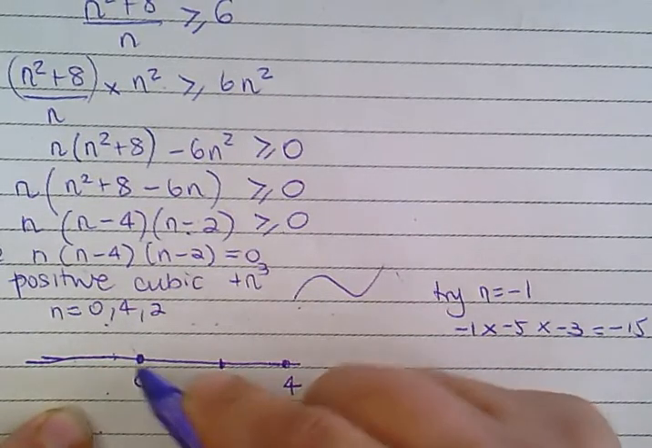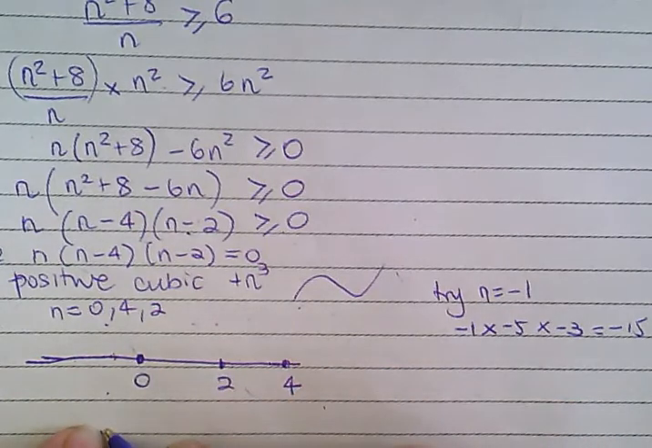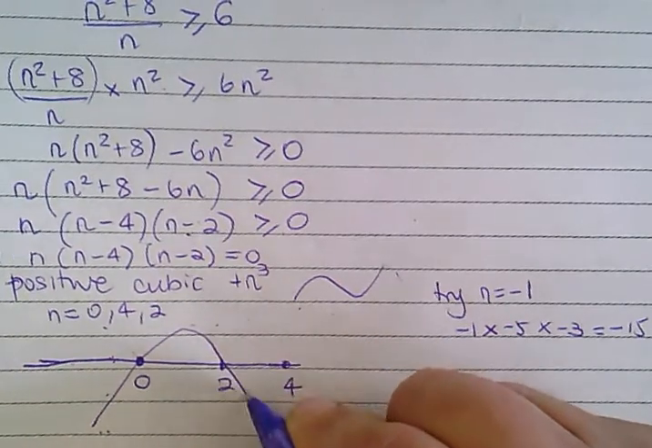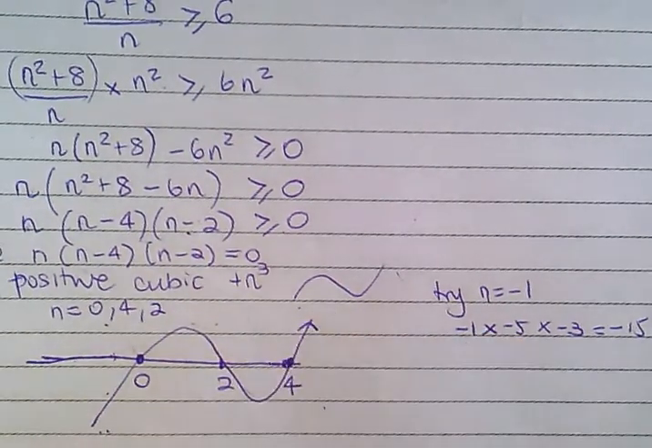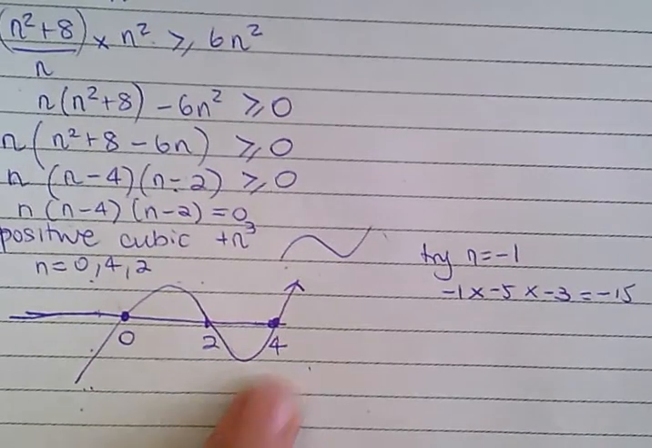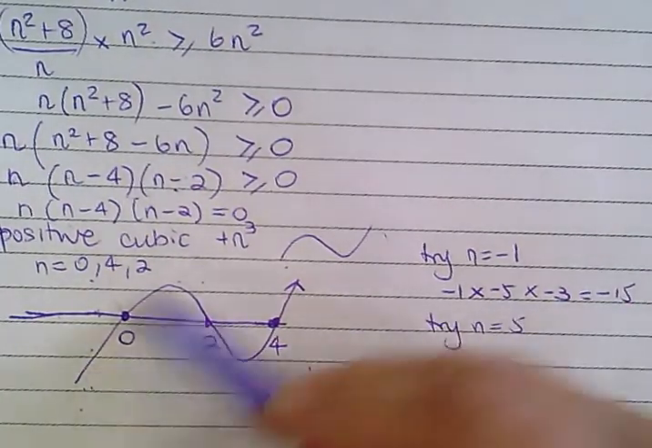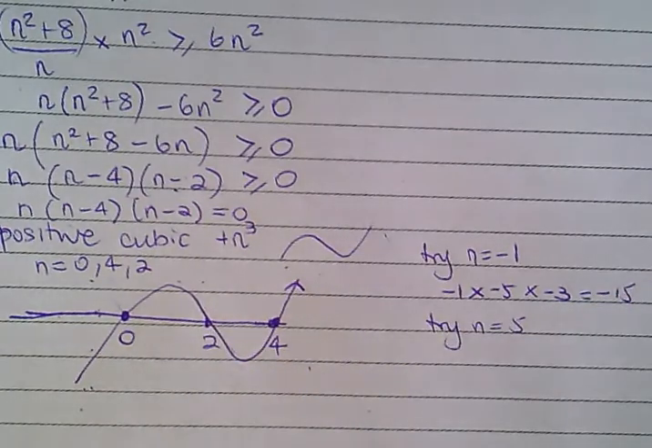For example, when n is -1, my value is -15 all the way down here. So this one does go like that, and like that. Let me try another point. If I try n is 5, it doesn't bounce off, it cuts. That's the only way you can get through the 3 points.